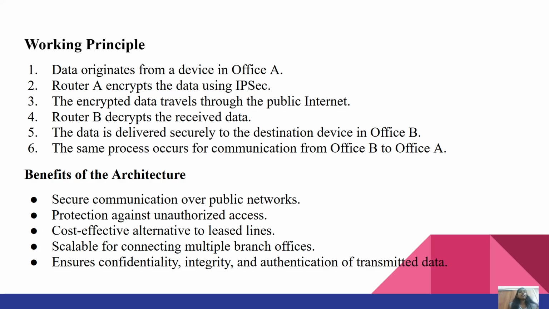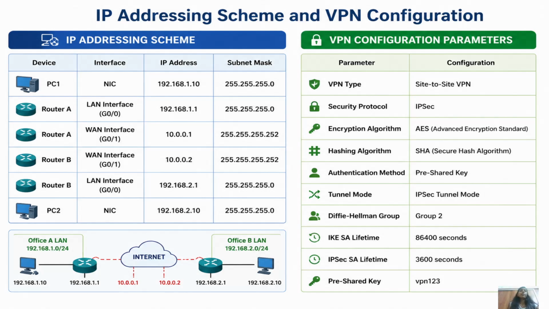Benefits of this architecture are secure communication over public networks, protection against unauthorized access, cost efficient alternative to leased lines, scalability for connecting multiple branch offices, and ensuring confidentiality, integrity, and authentication of transmitted data. Here is the IP addressing scheme and VPN configurations.